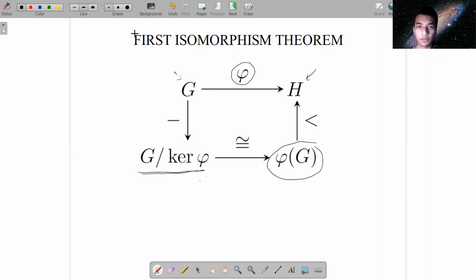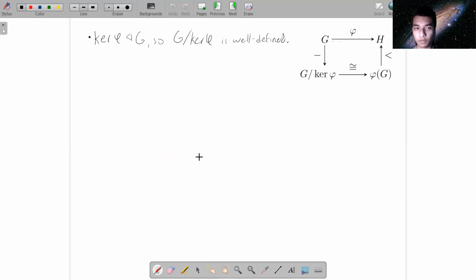So, first of all, we have to see that the kernel of phi is a normal subgroup of G, so that G mod kernel of phi is actually well defined, because recall that factor groups only arise from modding out normal subgroups, else they don't make sense. So doing this is a simple task.